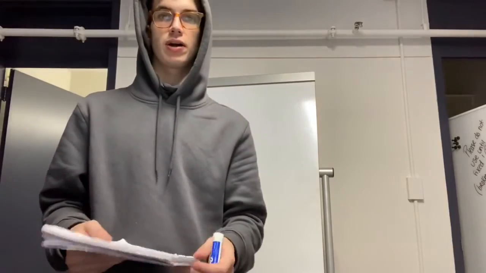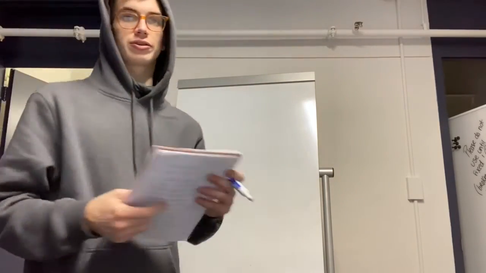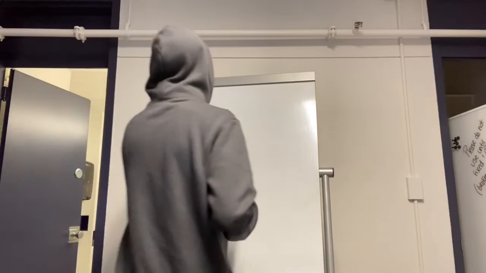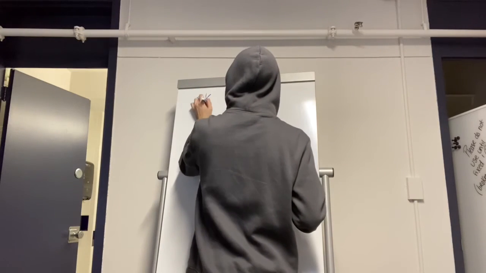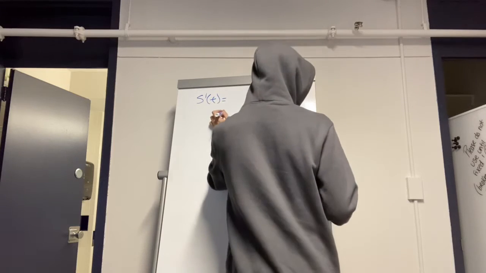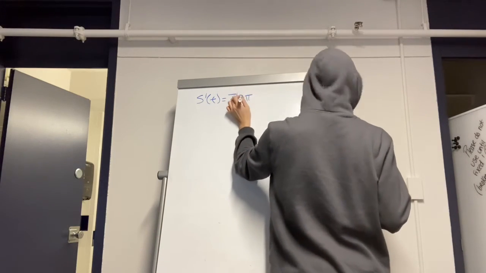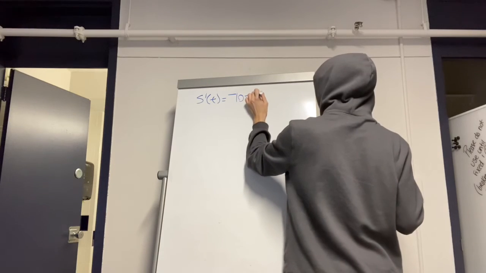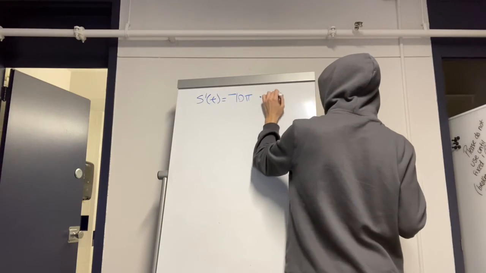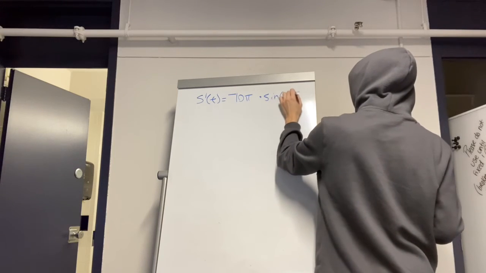For problem 2, part C, it's asking to state how fast the object is moving at 1.5 seconds. To find this, we are going to use the velocity that we found, s prime of t equals negative 10 pi times sine 2 pi t.